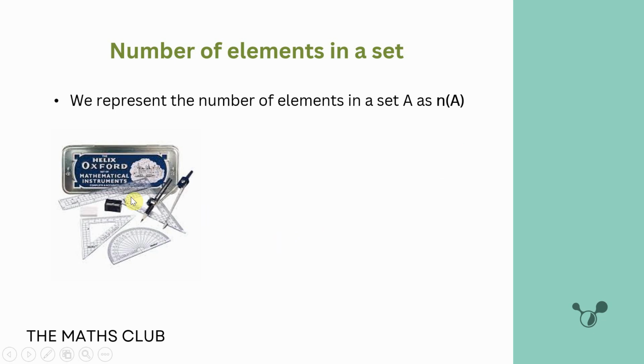Great. So let's count it together. This is 1, 2, 3, 4, 5, 6, 7, right? So 7 items inside this maths set. So if this was set A, our n(A) will be equal to 7. Luckily, this person has not borrowed anybody's eraser or ruler, because maths set is one of the things I used to misplace the most.